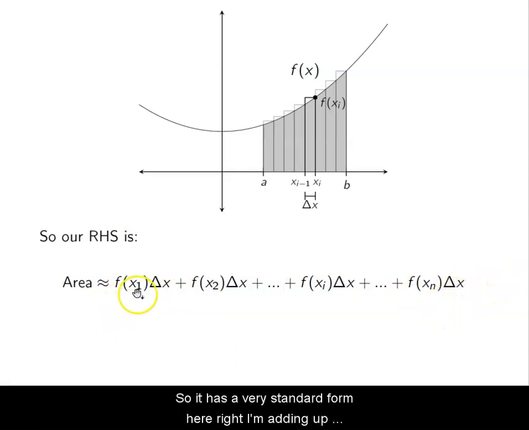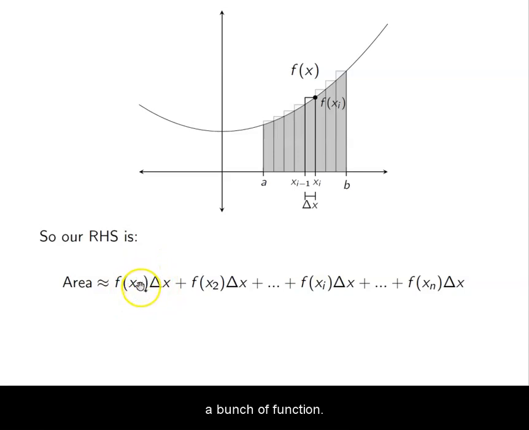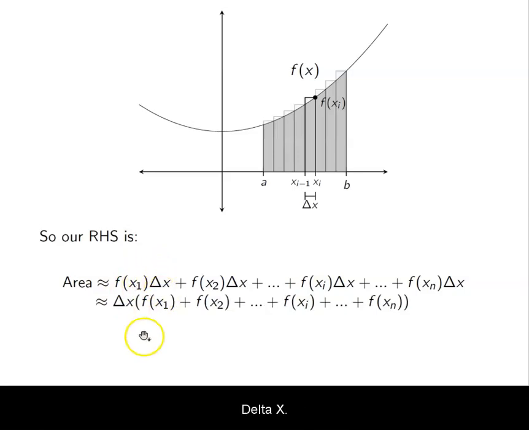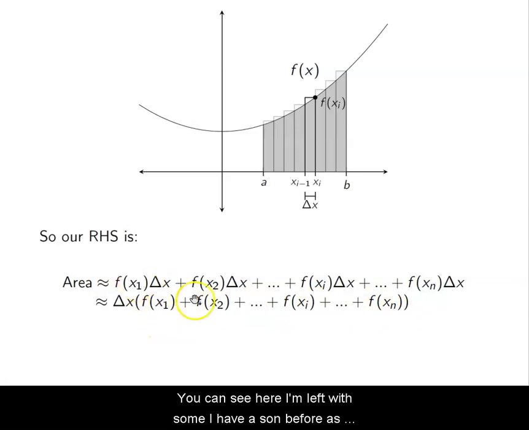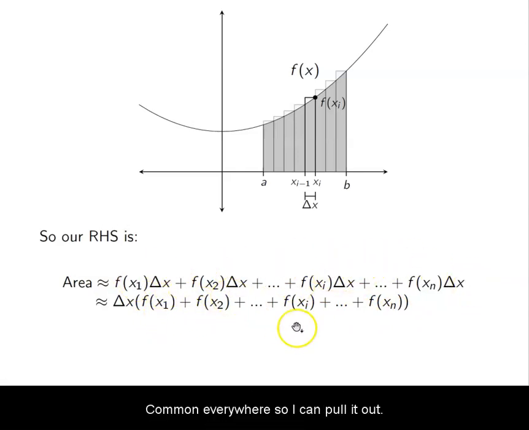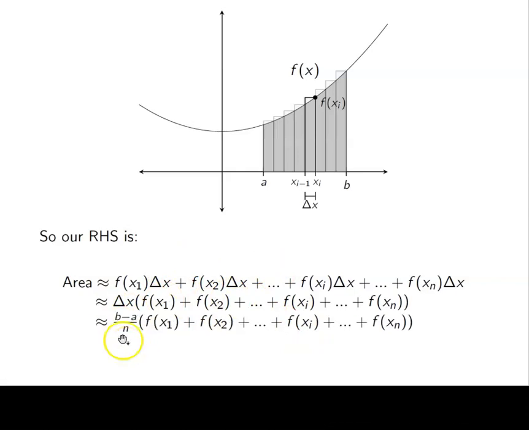So it has a very standard form here, right? I'm adding up a bunch of function inputs times delta x. If I pull out delta x, you can see I'm left with a sum. I had a sum before as well, but I had a common factor of delta x that was common everywhere, so I can pull that out. I know delta x is the same as b minus a over n, right?